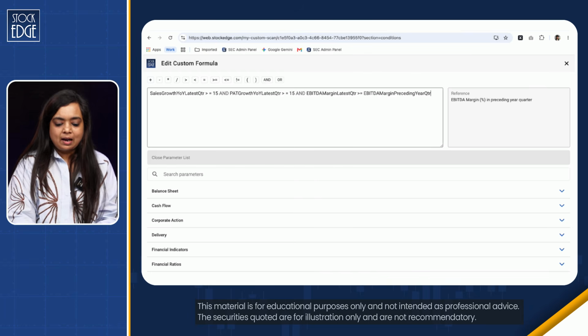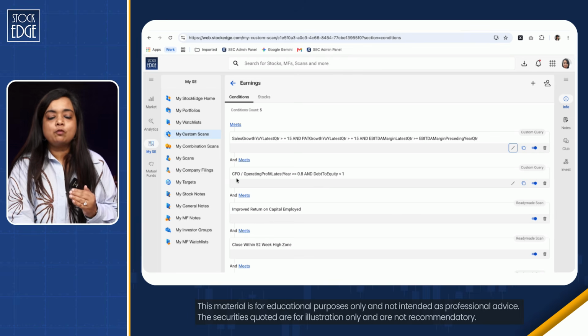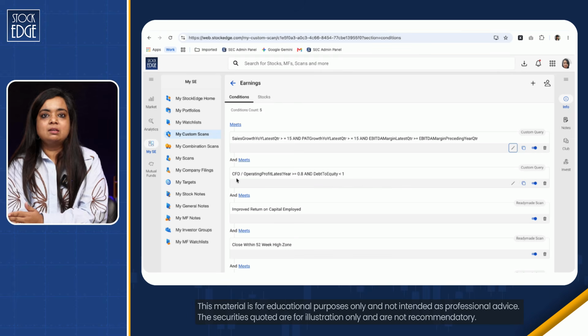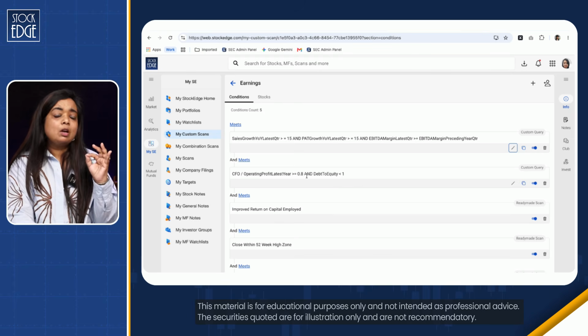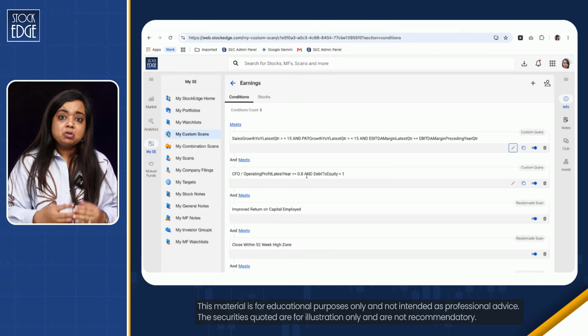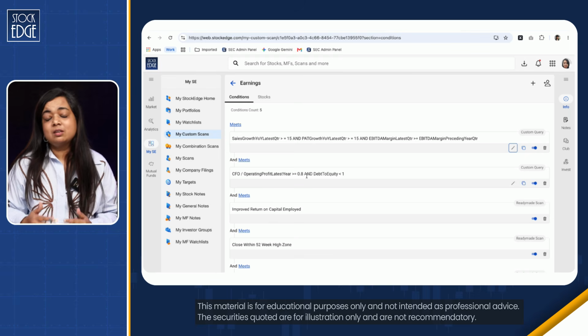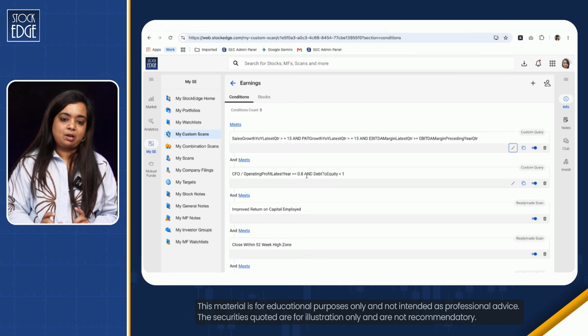So this gives me a growth parameter fundamentally. Apart from this, I have also added a few other parameters, which is cash flow from operations divided by operating profit last year is greater than or equal to 0.8. Now what does this mean? I want to check whether the profits which the company is recording are not only accounting profit, but are actually generating cash for the company.